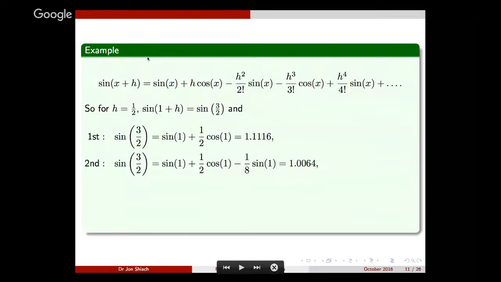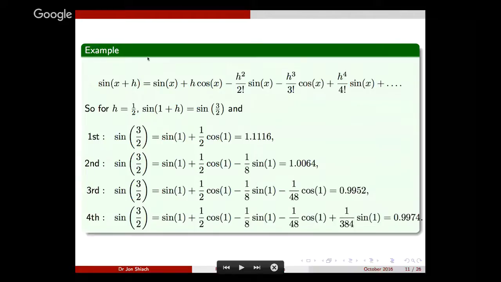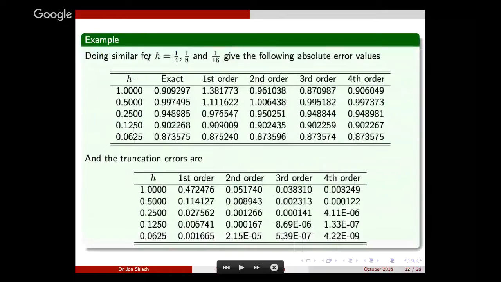Second order. We take our first order solution, and in this case h squared, well, if h is a half, h squared is 1 over 4. Divided by 2, we get the 1 over 8. So 1.0064. Third order and fourth order, we get 0.9974. So as we go more and more terms on our Taylor series, we get a better and better approximation.